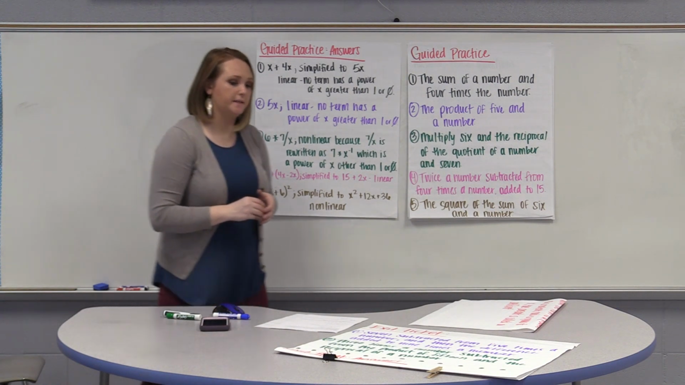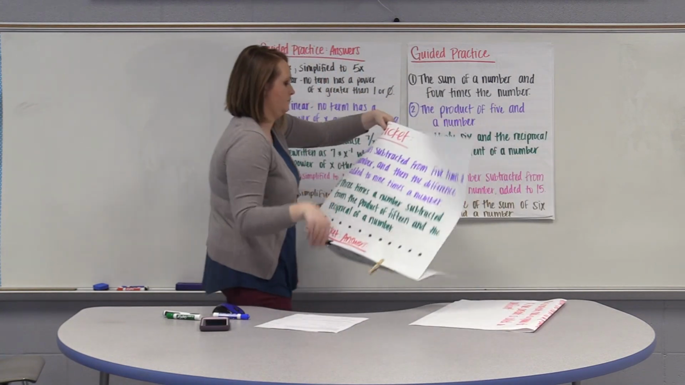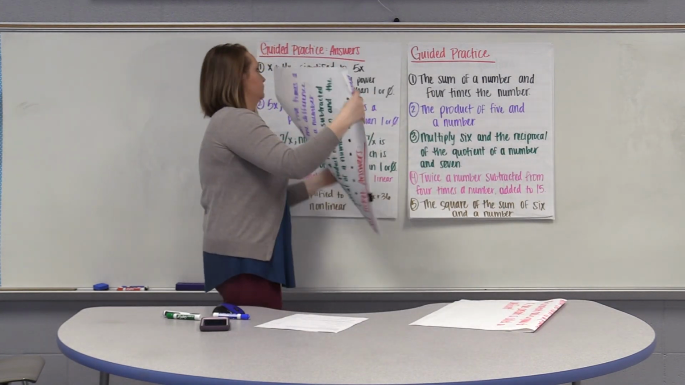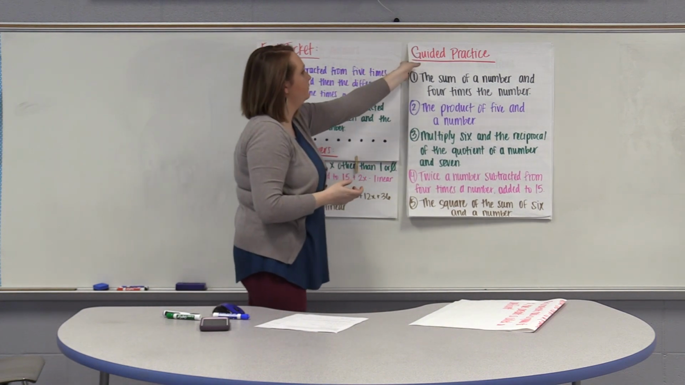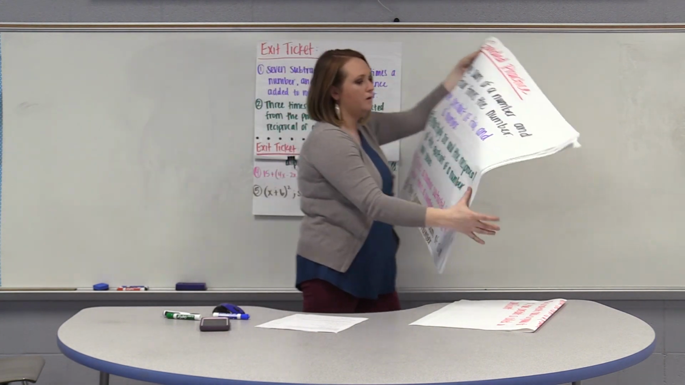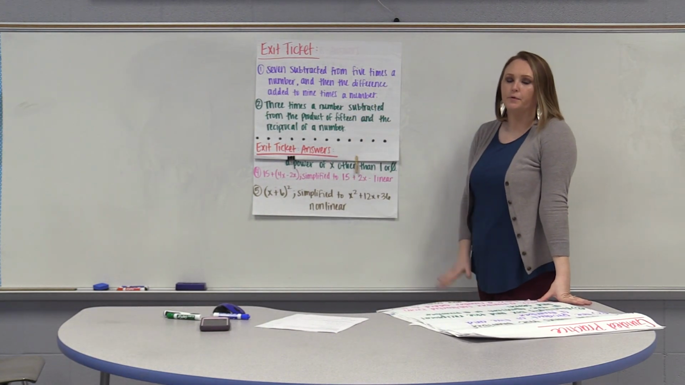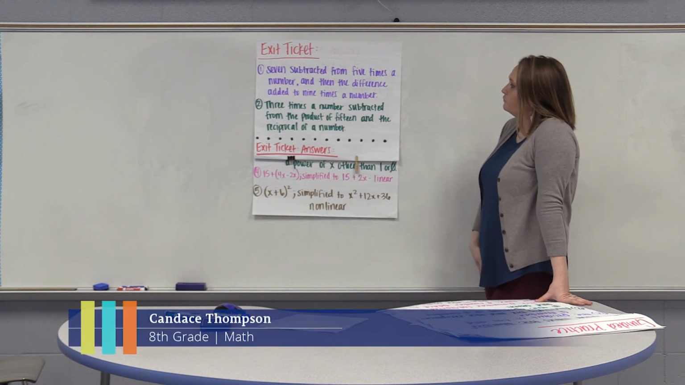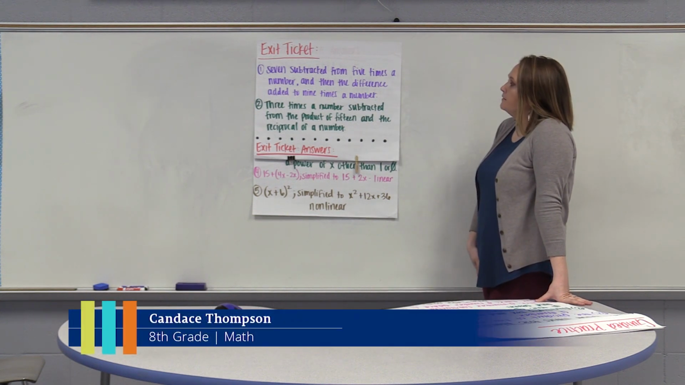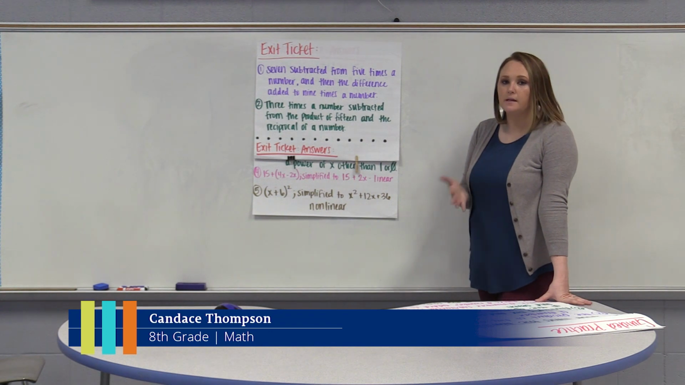Let's complete our exit ticket for today. So here's our exit ticket. Feel free to pause the video and write down the expressions however you feel that you want to do this. So we have 7 subtracted from 5 times a number, and then the difference added to 9 times the number. So I first want you to write that expression, and then again tell me if that's linear or nonlinear.